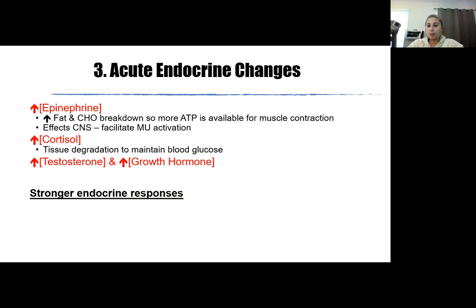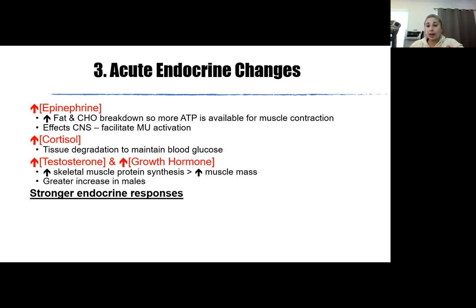Epinephrine also helps prime that central nervous system to facilitate activation of our motor units, which is good. That fight or flight, activate those muscles so we can fight. And then the cortisol is also helping with maintaining your blood glucose levels and breaking down glycogen. That's a huge role of these two hormones. Testosterone and growth hormone are basically going to assist with protein synthesis and building muscle. We will see shortly after training an increase in the concentrations of these hormones to help with the stimulation of muscle growth.